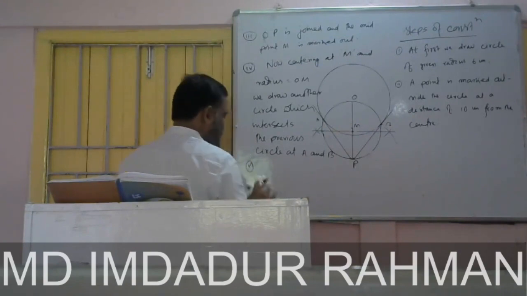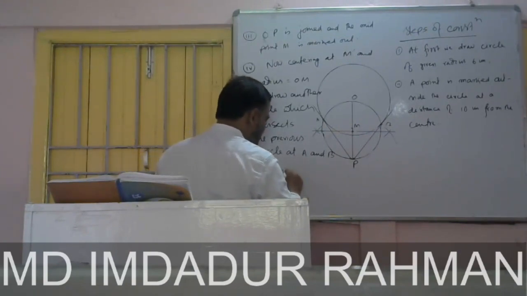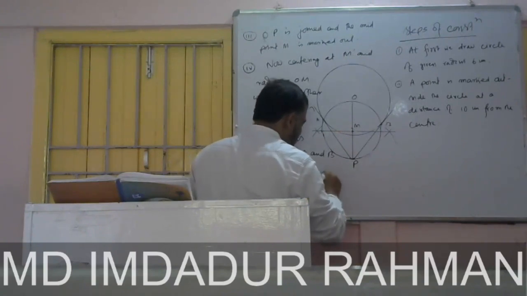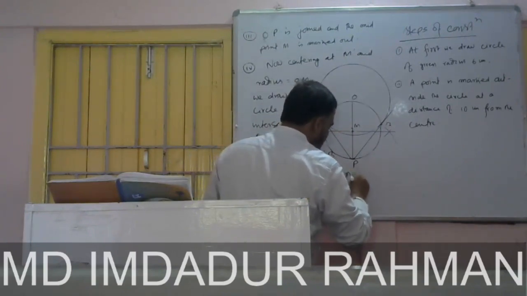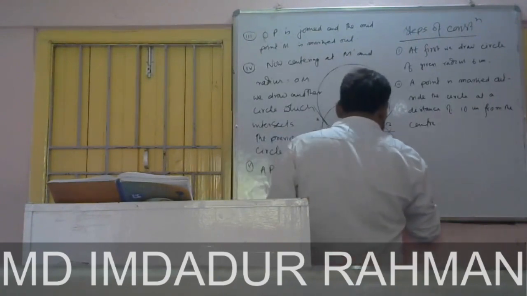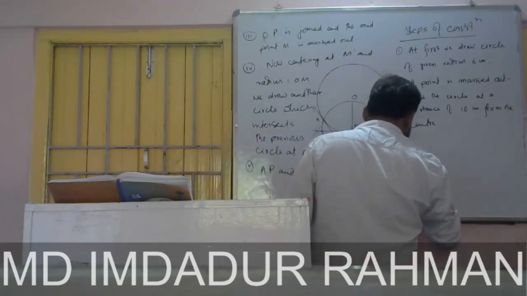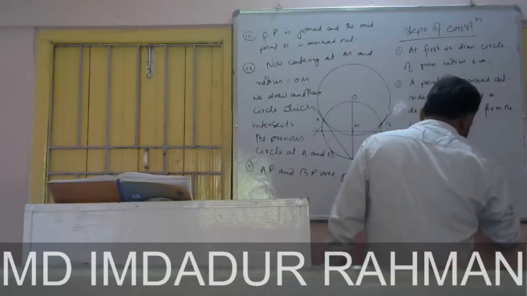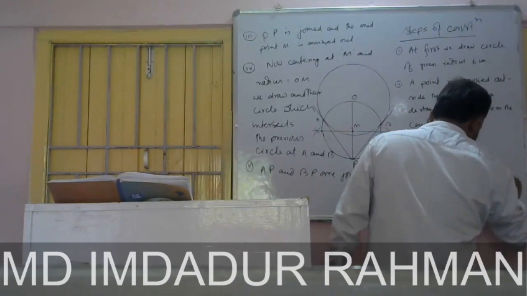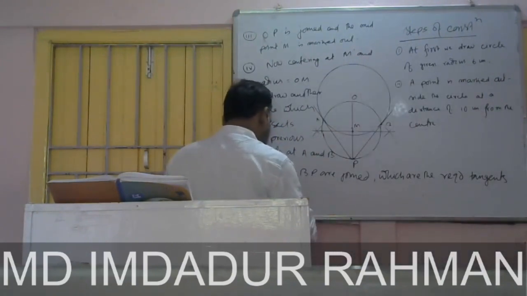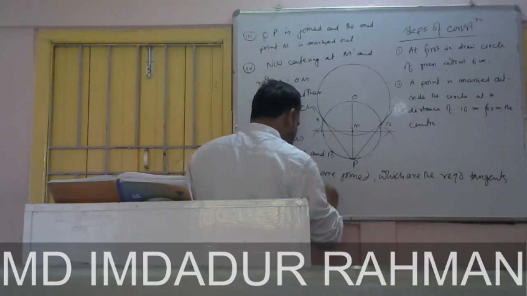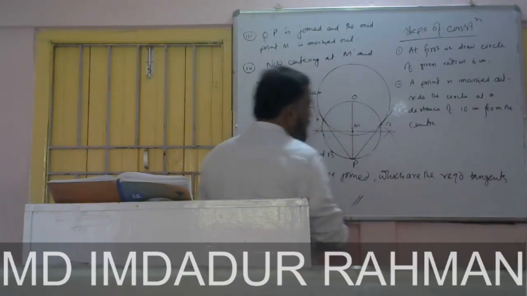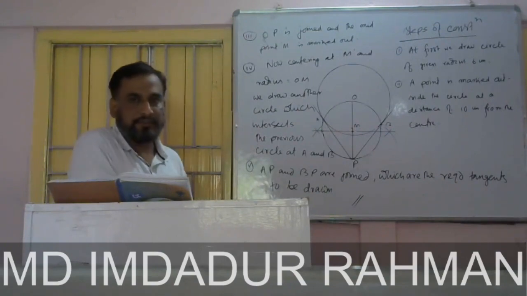Fifth step, AP and BP are joined, which are the required tangents to be drawn. We write down the steps of construction.